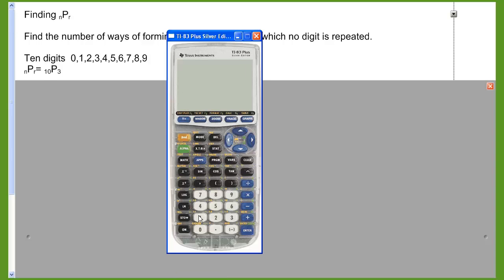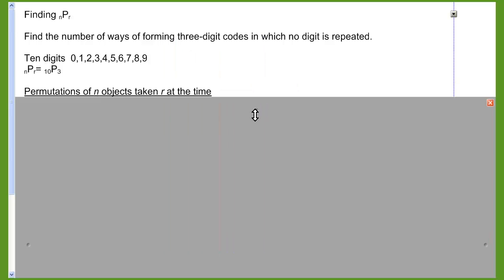So I would need to type in 10 first, because you always have to type that number in before you go to the math key. And I'm going to go over to PRB, which is probability, and I'm going down to permutation, which is number 2, and I'm going to press enter. And then I'm going to press 3 because that's how many objects I'm taking at a time. I have 10 objects taken 3 at a time, and there are 720 ways to do this. Now I'm going to go back to the screen again, and we're going to look at another problem.